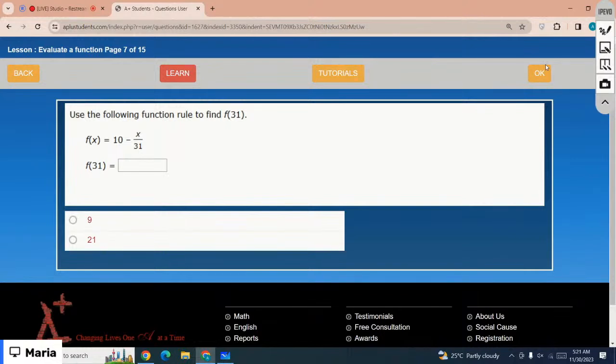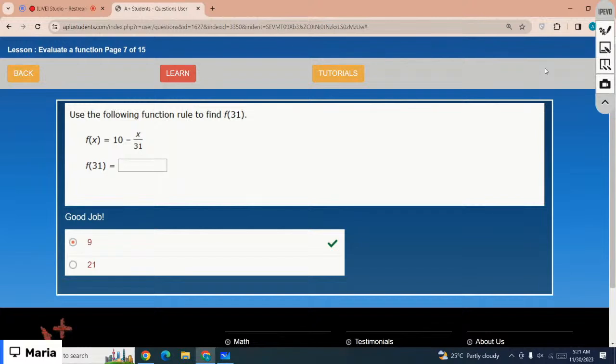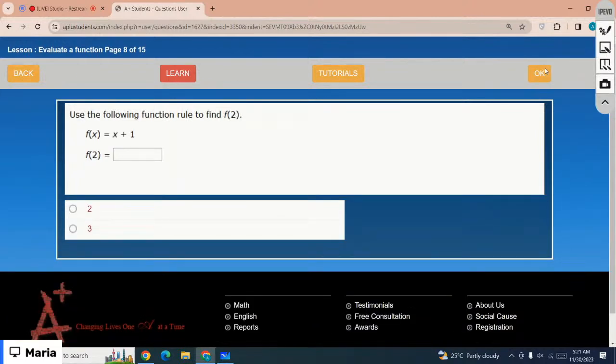Use the following function rule to find f of 31. So which is the correct option? You have to replace the x with 31. So the correct option is, yes, that is 9. The correct option is 9. Okay, you can complete the lesson by yourself later today. Let me just move on to next lesson.